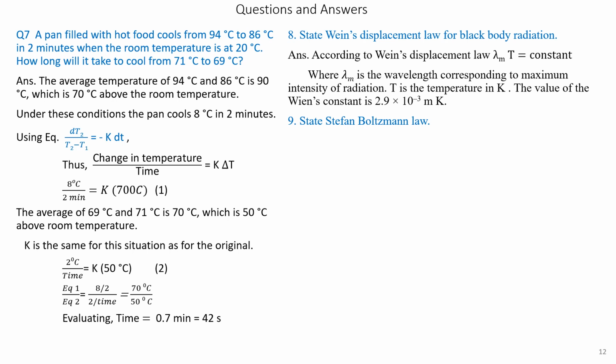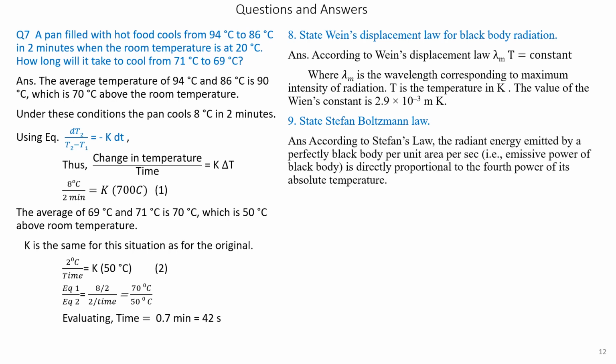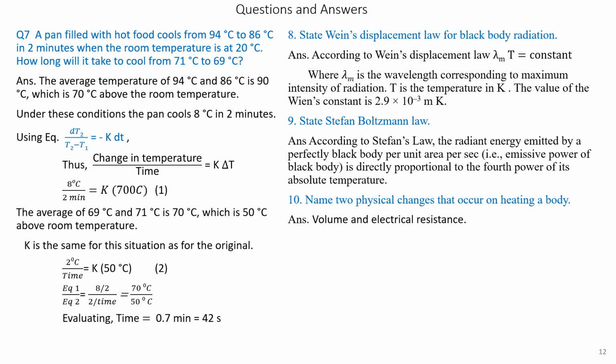State Stefan Boltzmann's law. According to Stefan's law, the radiant energy emitted by a perfectly black body per unit area per second, that is the emissive power of a black body, is directly proportional to the fourth power of absolute temperature. Next question. Name two physical changes that occur on heating a body. The two changes are a volume change as well as a change in electrical resistance.